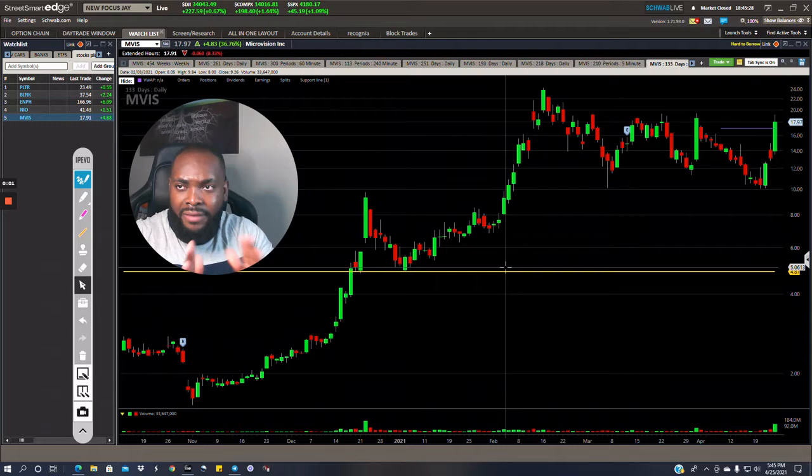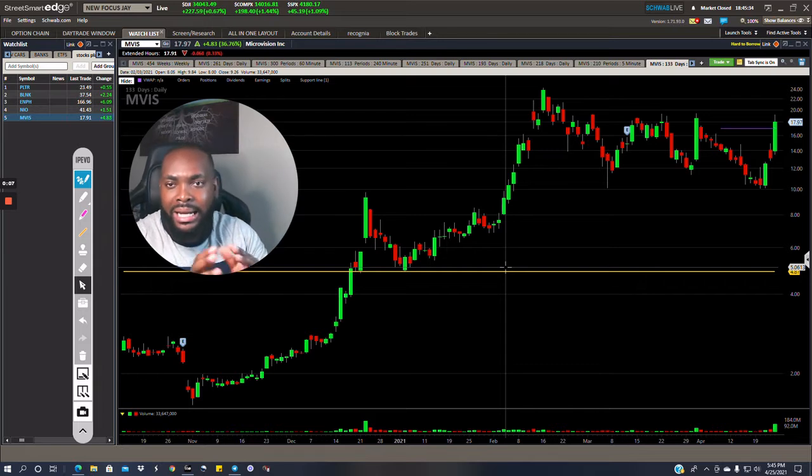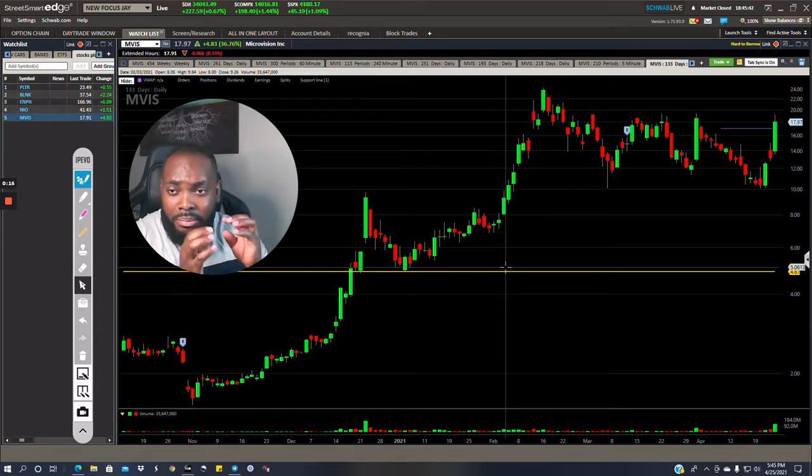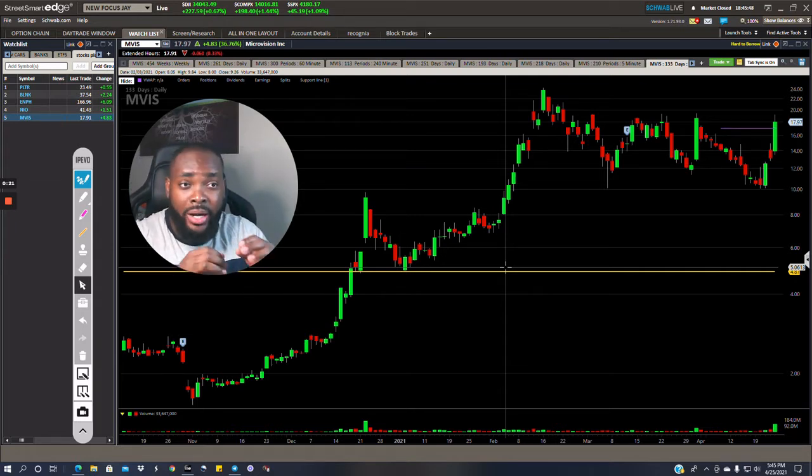Alright guys, so I have my platform up, I have my charts up, and today we're going to start learning how to identify a triple bottom bounce off support. Yes guys, you heard me right. We're going to be talking about the bounce off support, but not just any bounce off support. We are looking at the triple bottom bounce.